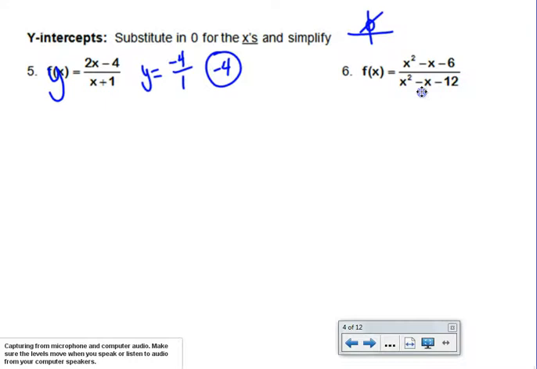Same thing for number 6. 0 minus 0 minus 6 is -6. 0 minus 0 minus 12 is -12. When I reduce that fraction, I get a 1/2 y-intercept.